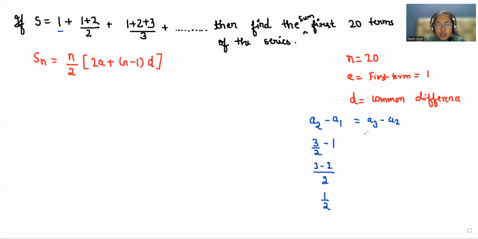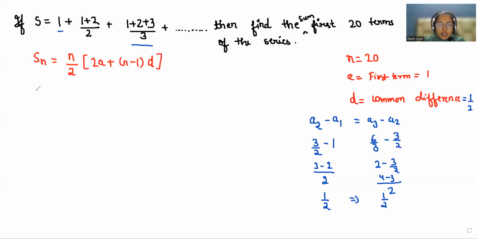Now comes a3, the third term, that is (1 plus 2 plus 3)/3. 3 plus 2 is 5, plus 1 is 6, so 6/3 minus the second term, 3/2. 6/3 we can write as 2, minus 3/2. If I take the LCM, that is 2, 4 minus 3, that is 1, so 1/2. So our difference is the same, and we put the value of d as 1/2.